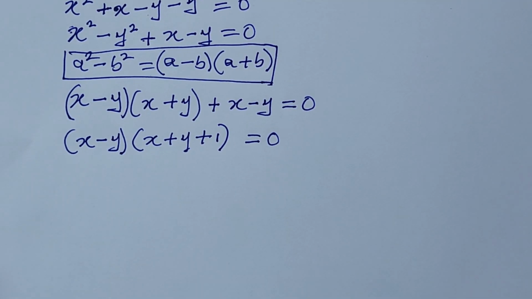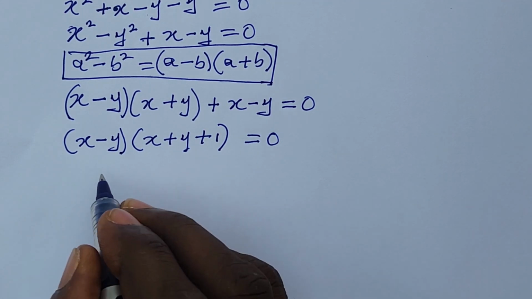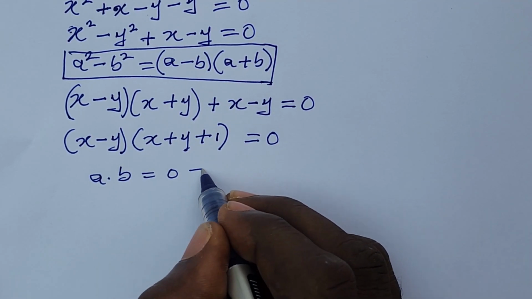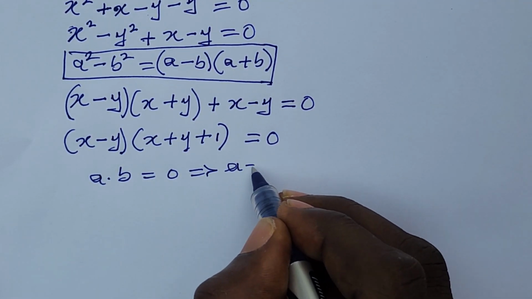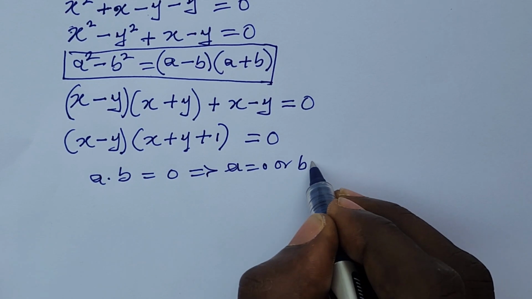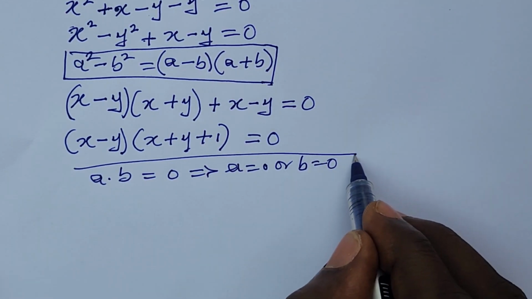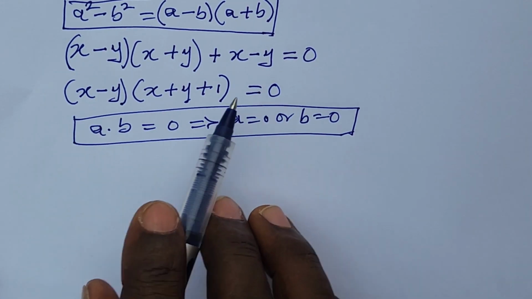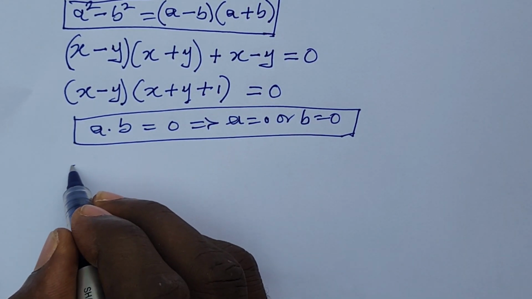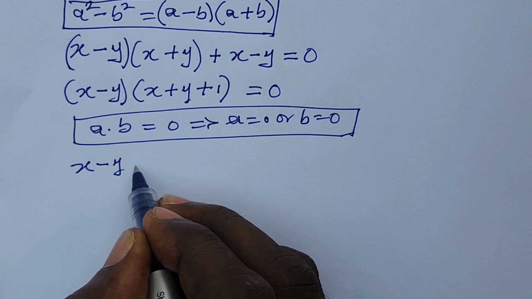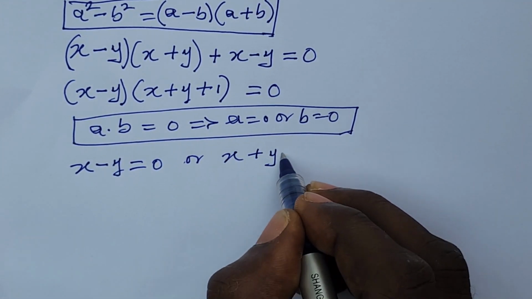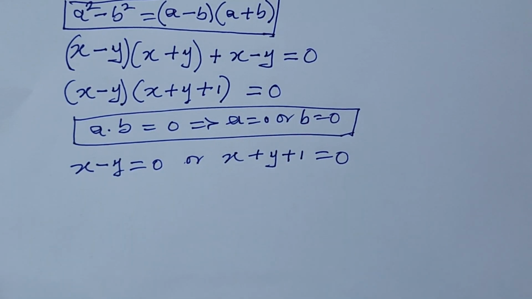So what do we do next? From here, we apply the zero product rule. What does the zero product rule say? It says that if a times b is equal to 0, it also means that a is equal to 0 or b is equal to 0. So this is another rule we're going to apply. We can equate each factor to 0, so we now have x minus y equal to 0 or x plus y plus 1 equal to 0.